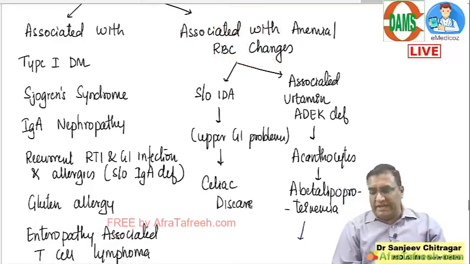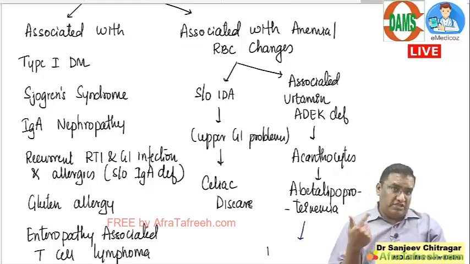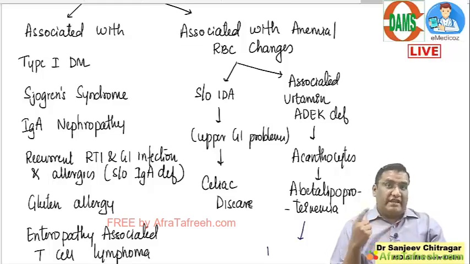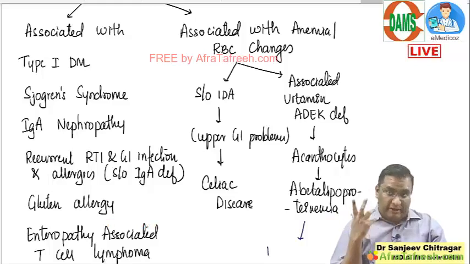Suspect celiac disease. Now, do not confuse upper GI: when I say if stomach is involved, then there can be a malabsorption of vitamin B12 happening. Not in celiac disease.